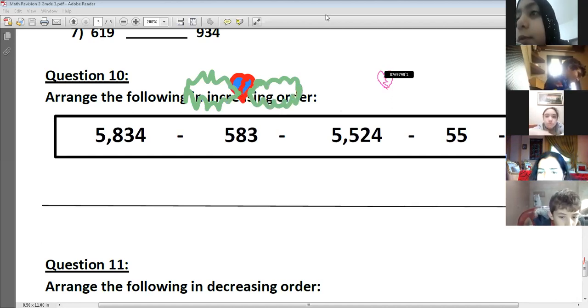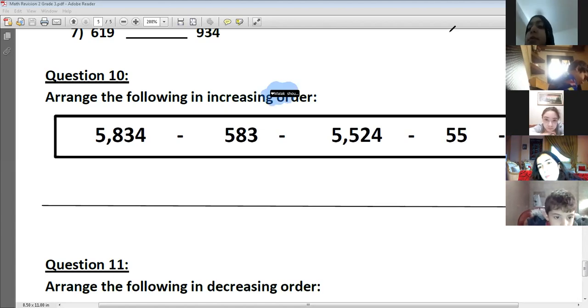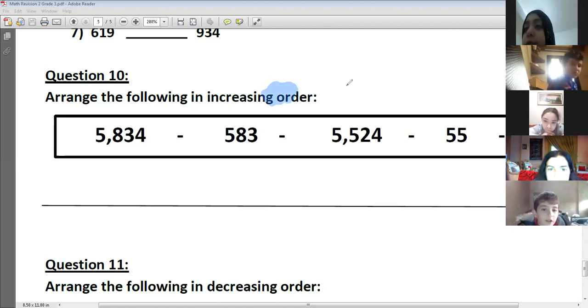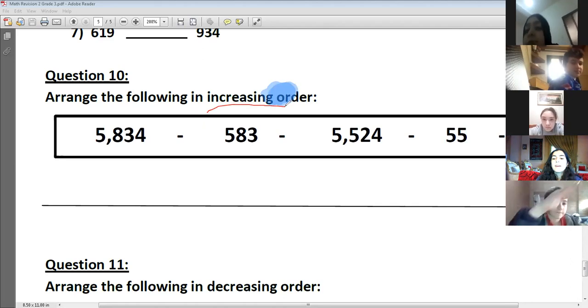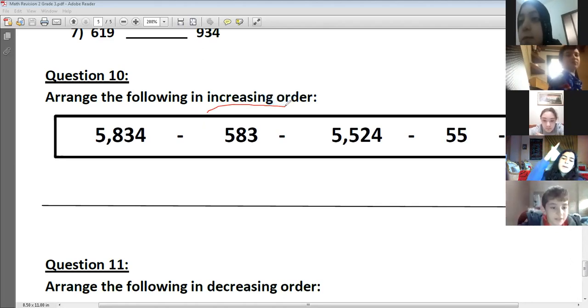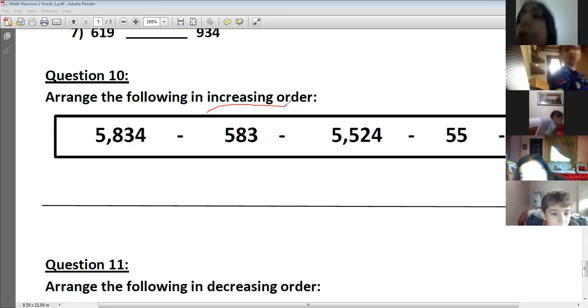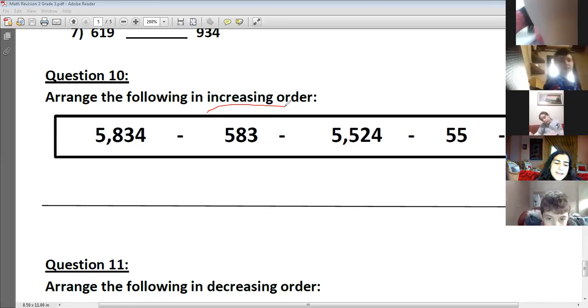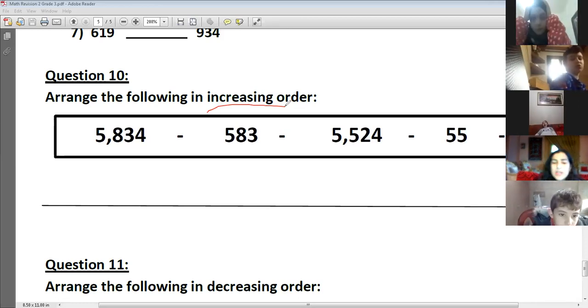Please stop writing on the screen. Yalla. First of all, Muhammad, read the question in a loud voice. Yalla. Arrange the following in increasing order. What is the meaning of increasing order? Show me your hand. Excellent. Yani, from the smallest to the biggest. Excellent, Muhammad. So increasing order is from the smallest to the greatest.